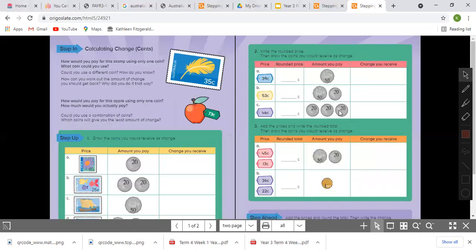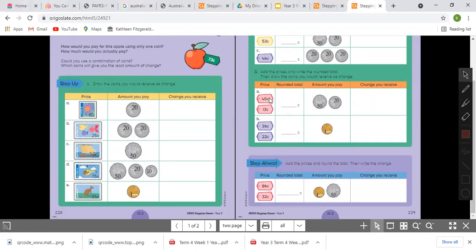Over on the next page, you need to round the price. So round 39 cents. That will round up to 40 cents. Paying with 50 cents. So how much change will you receive? Okay, do it step by step. Don't try and jump straight to the end. Okay, do the rounding first, then pay the money, and then the change you should receive.